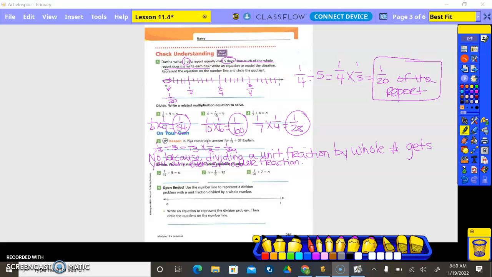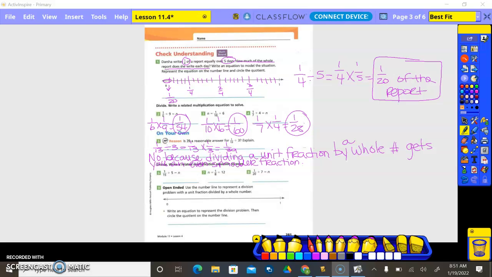On your own, number 5 reason. Is 1/39 a reasonable answer for 1/13 divided by 3? Explain. So we went ahead and worked out 1/13 divided by 3, which got us 1/13 times 1/3, which equaled 1/39. So we said no, because dividing a unit fraction by a whole number gets you an even smaller fraction.